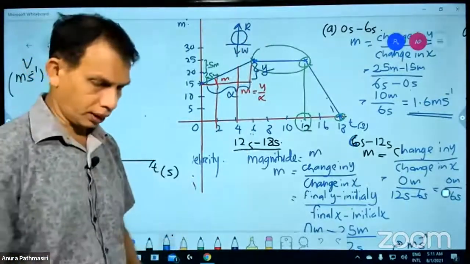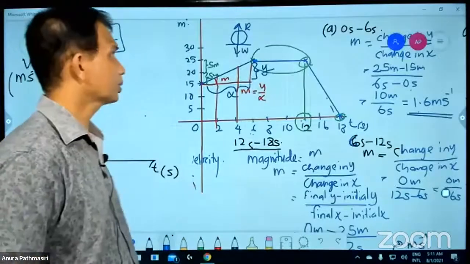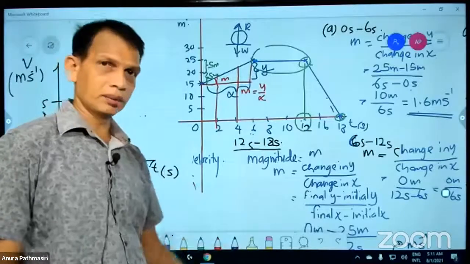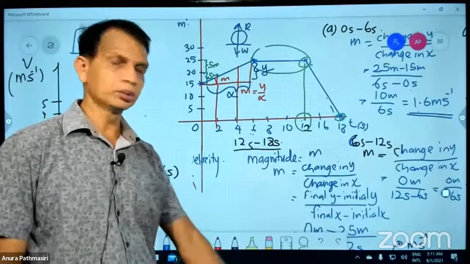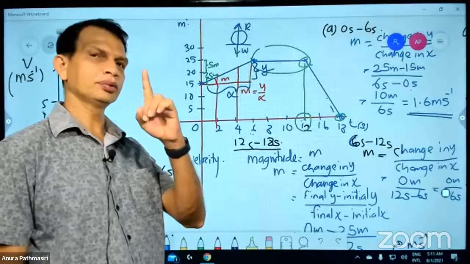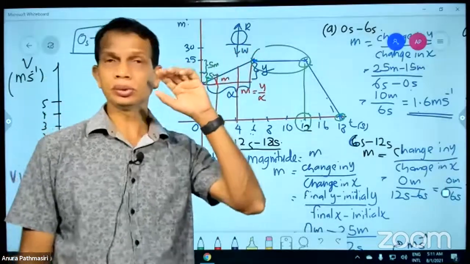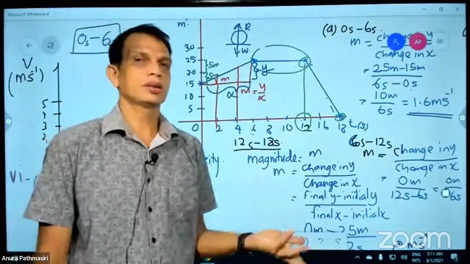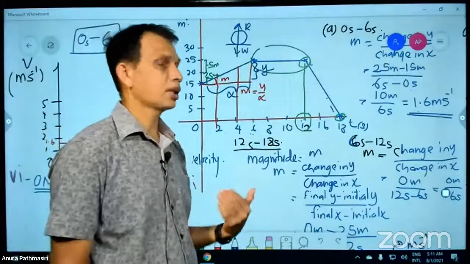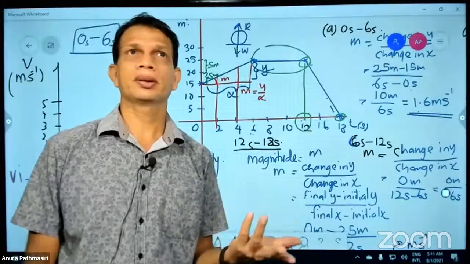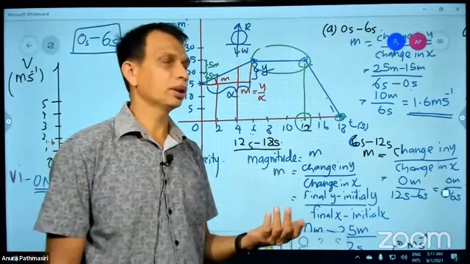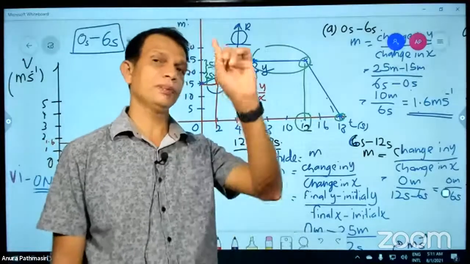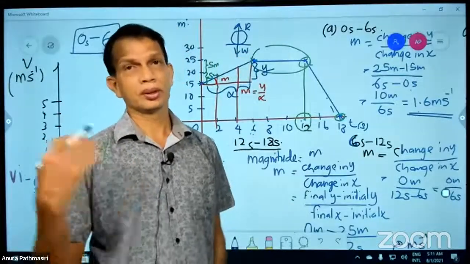When I am standing here, my weight W acts downwards, and the ground exerts an upward force exactly equal to my weight. So W equals R, and the resultant force is zero. If I am 65 kilograms, W is 650 Newton downward and 650 Newton upward. So the resultant force is zero because there is no motion.